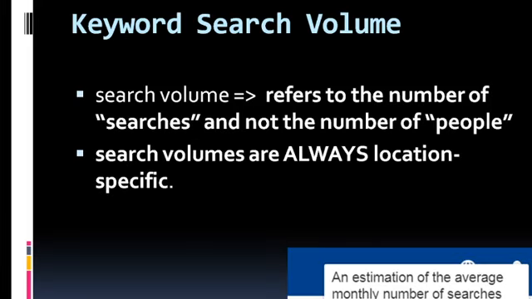Now, the next metric is, of course, search volume, which means how many times the same search was conducted on Google. How many times the search was conducted, not the number of people, okay? Search volume means how many times people are actually searching for it.